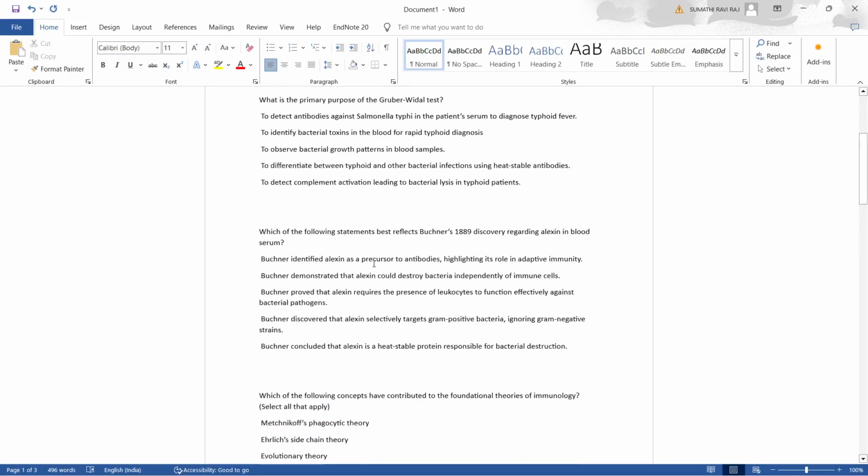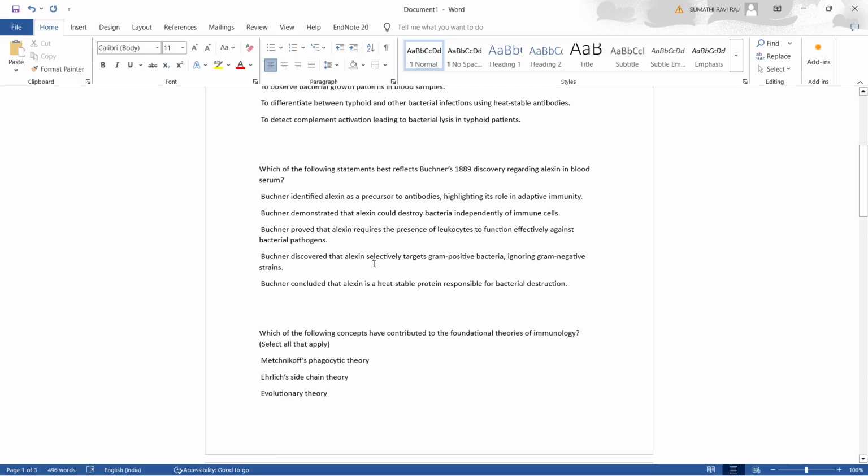The next question is, which of the following statements best reflects Buchner's 1889 discovery regarding the alexin in blood serum? We discussed Buchner's discovery of alexin. So whether Buchner identified alexin as a precursor to antibodies, highlighting its role in adaptive immunity, or Buchner demonstrated that alexin could destroy bacteria independently of the immune system, or whether Buchner proved that alexin requires the presence of leukocytes to function effectively against bacterial pathogens, or Buchner discovered that alexin selectively targets gram-positive bacteria, ignoring the gram-negative strains, or whether Buchner concluded that alexin is a heat-stable protein responsible for bacterial destruction. So we discussed all the points he told us.